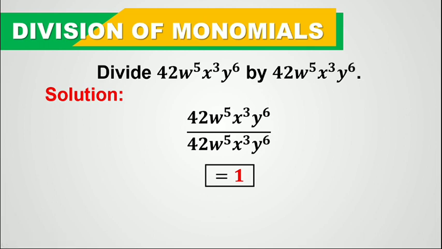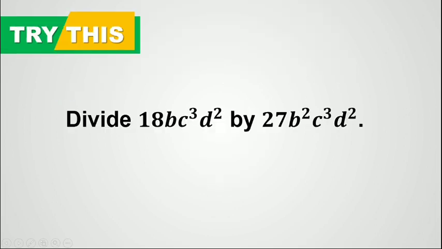It's very easy. Now this time I want you to try this one. Try to divide 18b c cubed d squared by 27b squared c cubed d squared, and then you may comment your answer in the comment section below.